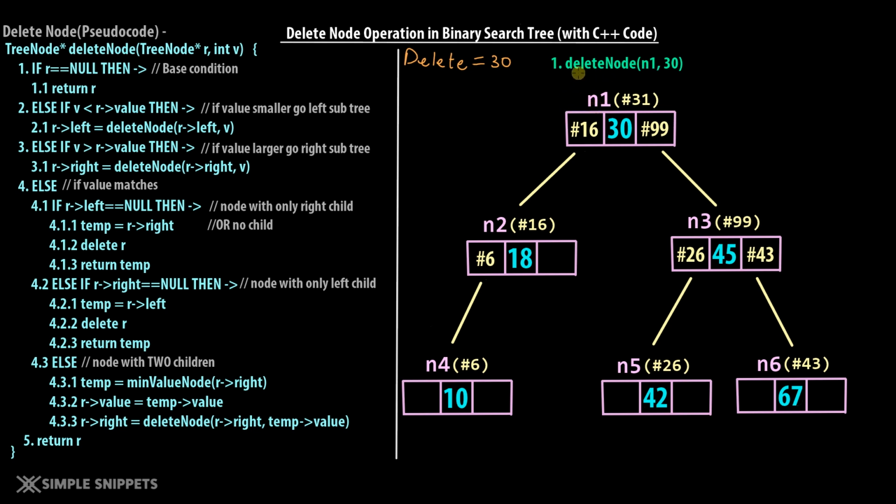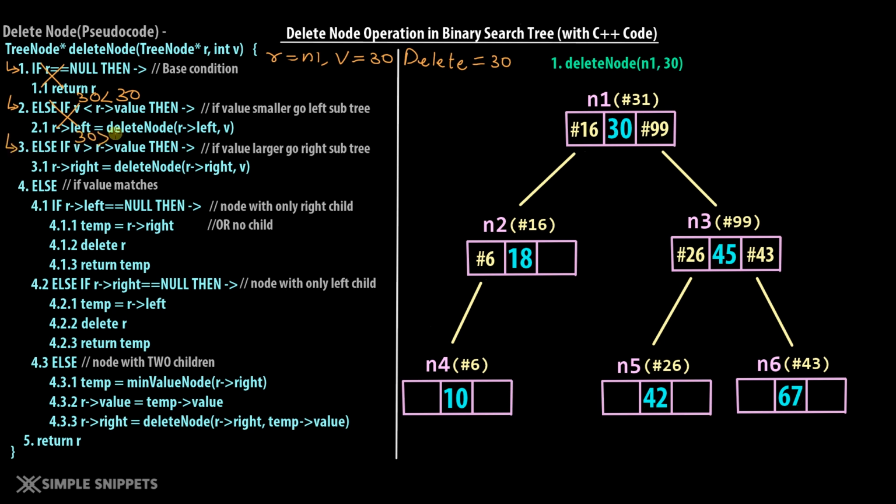But let's say you want to delete n1. So the first delete node call will look something like this. We will pass n1 as the r value and the v value is 30. So this is the node value that we want to delete. So first thing we check if r equals null. No, r is not null, r is n1. Then move to the second condition. This condition will become false because 30 is not less than r's value. r is, as I mentioned, n1. n1's value is 30. 30 is not less than 30. We'll proceed to step 3.